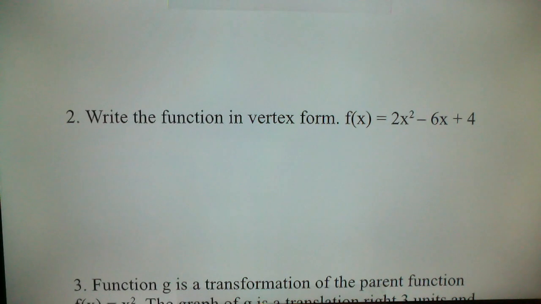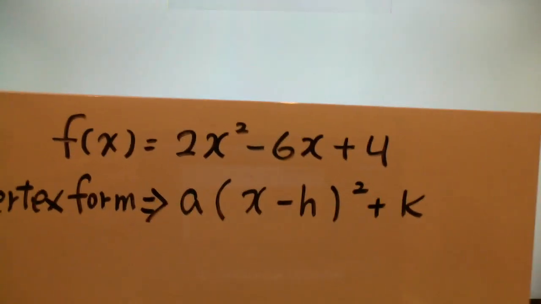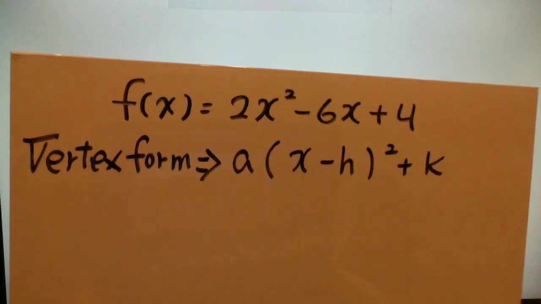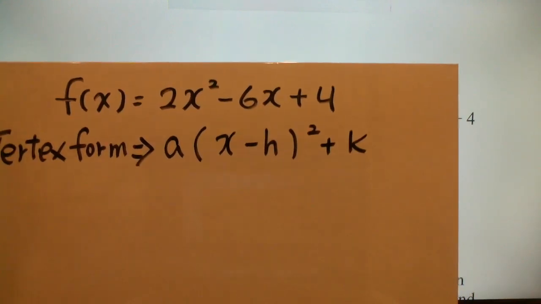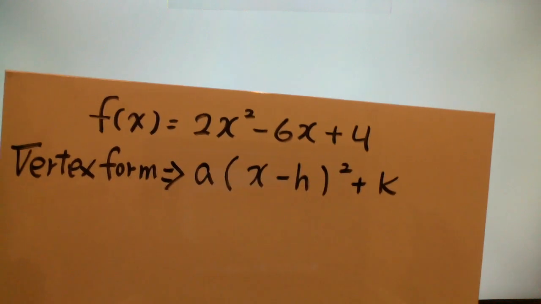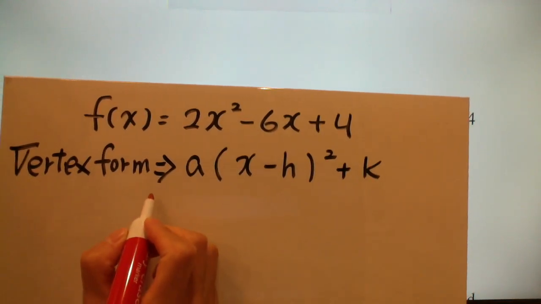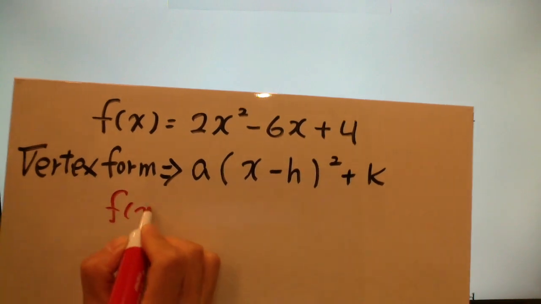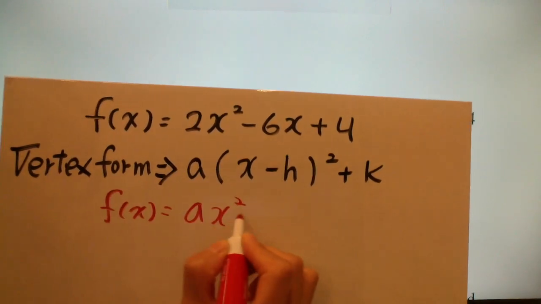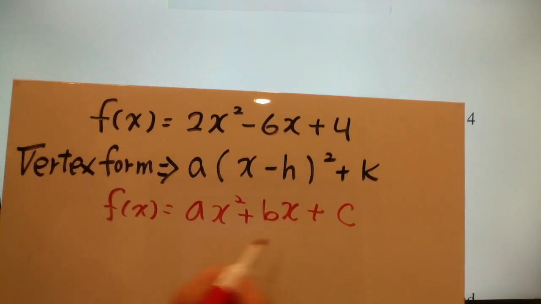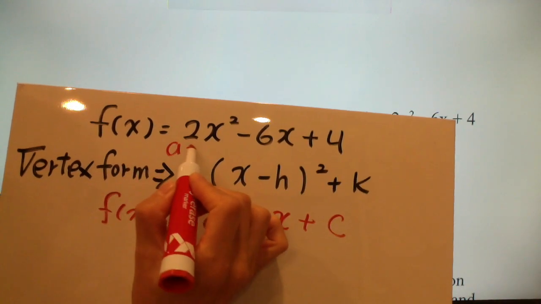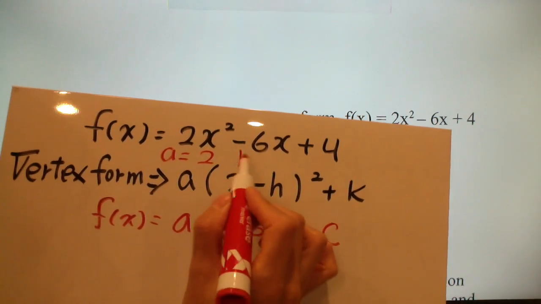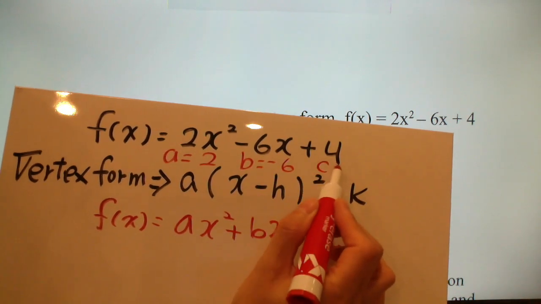Number 2. So write the function in vertex form. So here I rewrote it. The first line is given, and the second line is what we are looking for. So let's see. First of all, the standard quadratic function is ax squared plus bx plus c. So I will compare this. Here, a is 2, b is -6, c is 4.